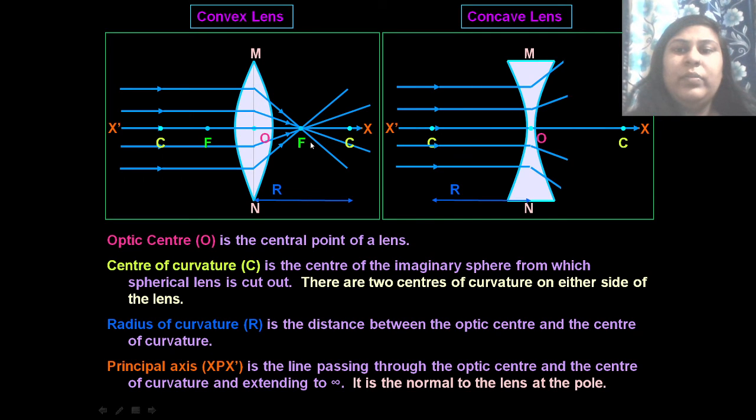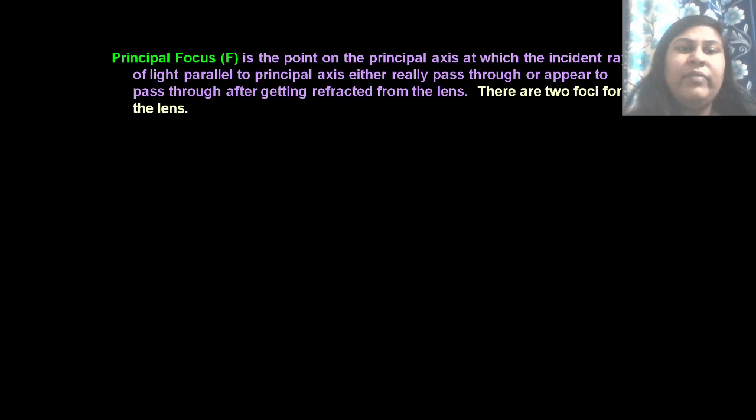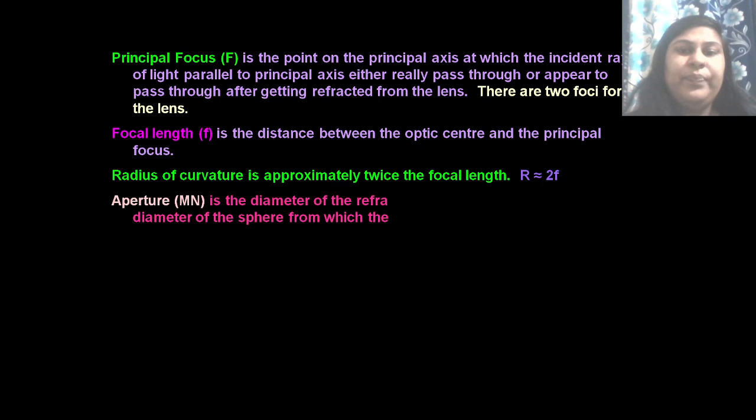Now for the concave lens, you can see the light rays do not actually meet, but they appear to meet. That's why this is known as the F2 and this is known as the F1. The distance between the optical center and F is known as the focal length. Similarly, here also R equals 2F, and aperture is the diameter of the reflecting surface.